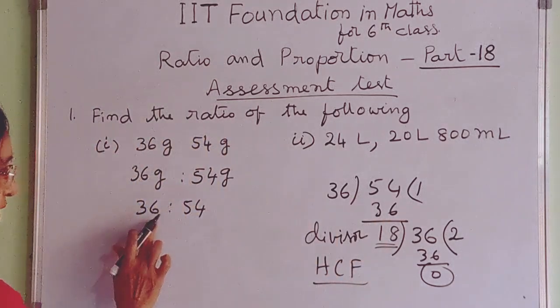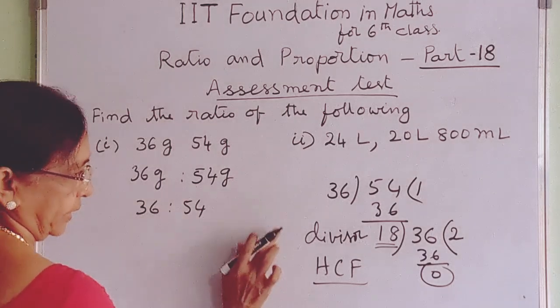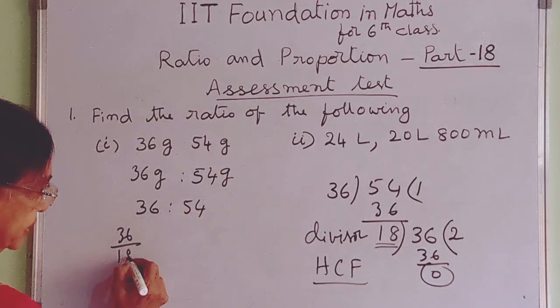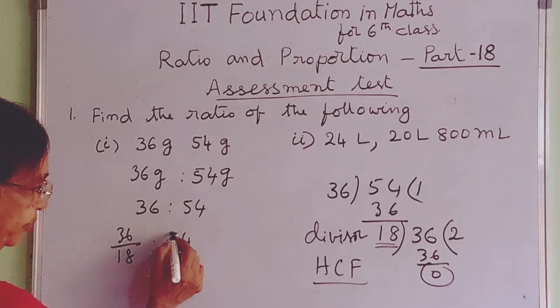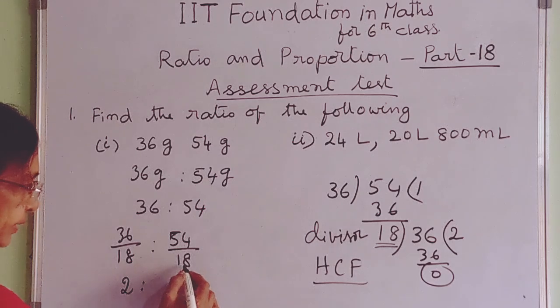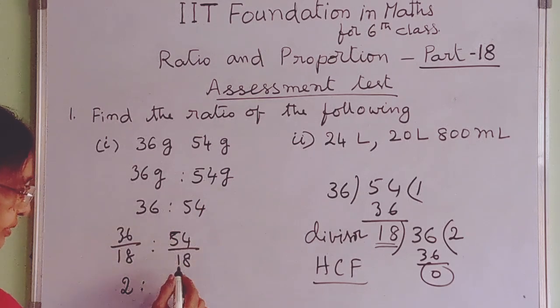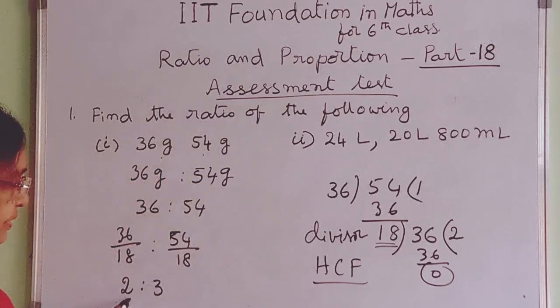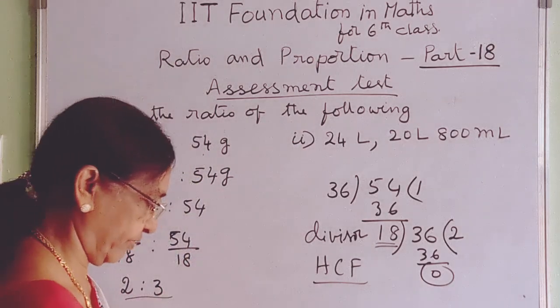So we will divide these two numbers by 18. So 36 by 18 is to 54 by 18. So 18 2s 36, therefore 2 is to 18 3s 54. Therefore, the ratio of 36 grams and 54 grams is 2 is to 3. Next, going to the other one.